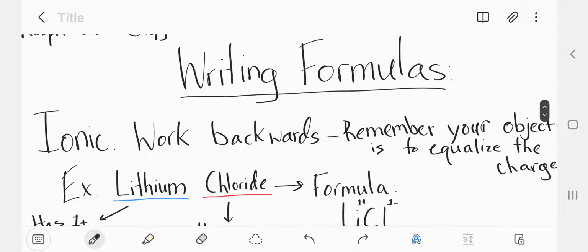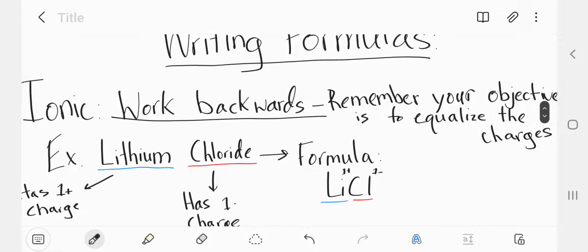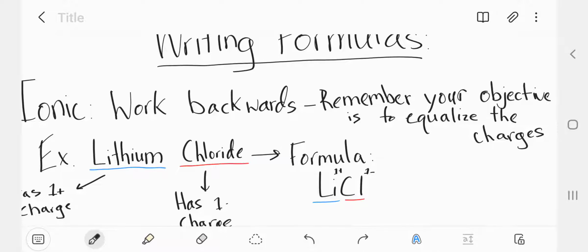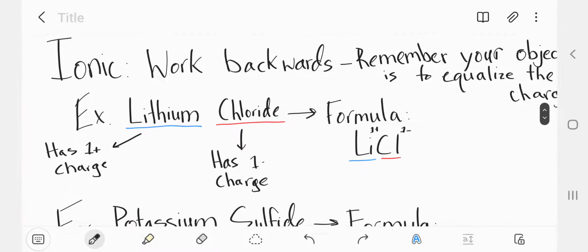So for ionic compounds, you're just going to want to work backwards. That's kind of vague, but it involves some reasoning. Just remember that your end goal, your objective, is to equalize the charges. That is your number 1 goal here, right?